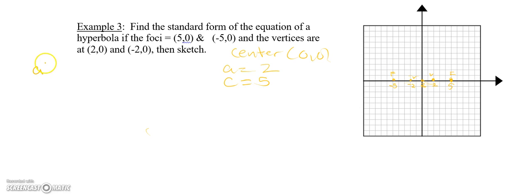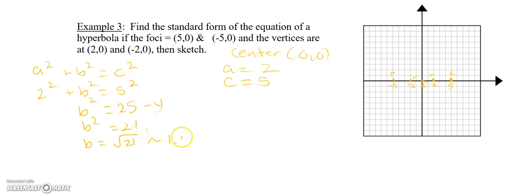And I'm going to use a squared plus b squared is c squared to help find my b squared. So 2 squared plus b squared is 5 squared, or b squared equals 25 minus 4, and my b squared equals 21. So when I take the square root of 21, you get a number that's about 4.5. So I need to know that b is about 4.5, so I can draw my AB box and draw in my asymptotes.